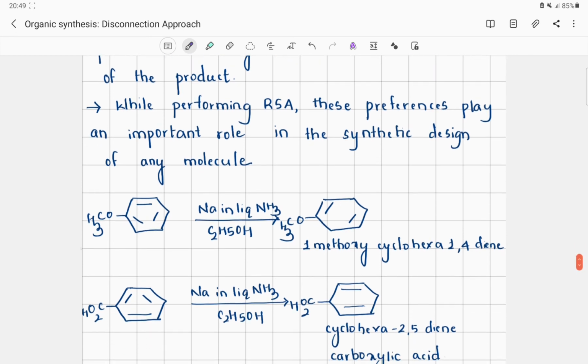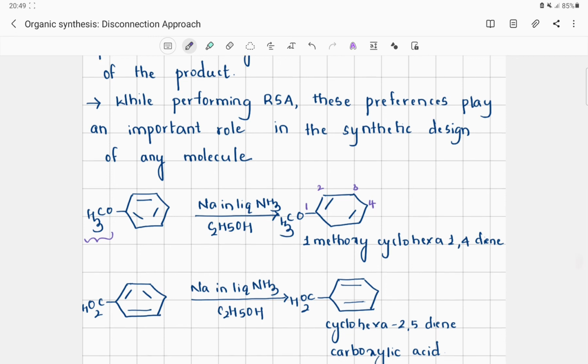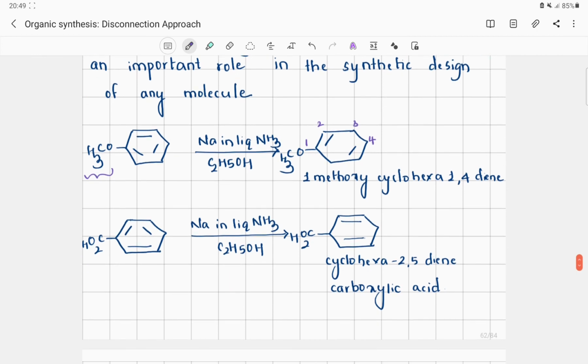For example, if I have methoxybenzene, in the presence of sodium and liquid ammonia and ethanol, it is going to give me 1-methoxy cyclohexa-1,4-diene. This is numbered 1, 2, 3, 4. We can observe here that I am going to get a cyclohexa-1,4-diene system if there is a methoxy group, which is an electron donating group.